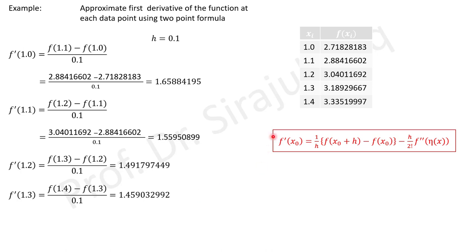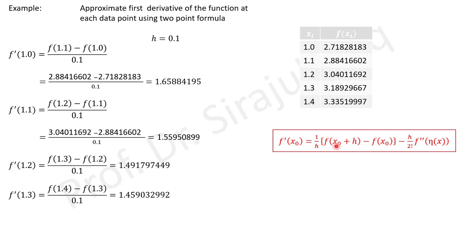Now, if I'm going for 1.4, the value of x naught will be 1.4. So 1.4 plus 0.1 is 1.5. Remember, it's not available in the data. So this form of the formula is not working.